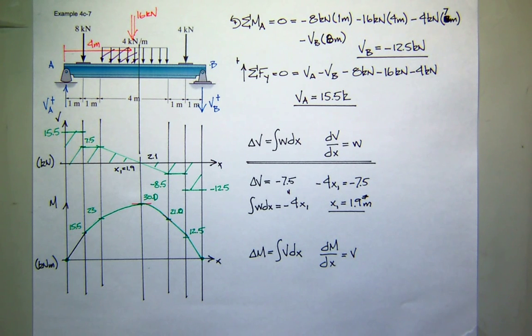So what's the maximum moment? 30. And where does it occur? If you want to measure from A, it would be 2.9. It's always, when the shear is 0, the moment is maximum. Cool. So any questions about this one? No. Okay.